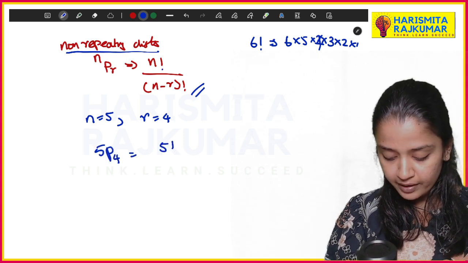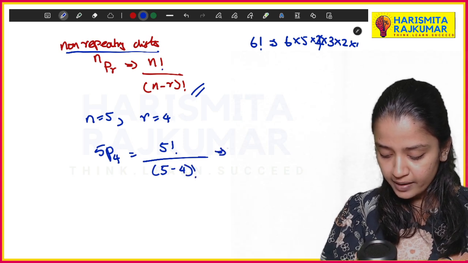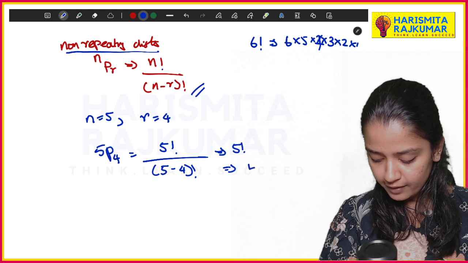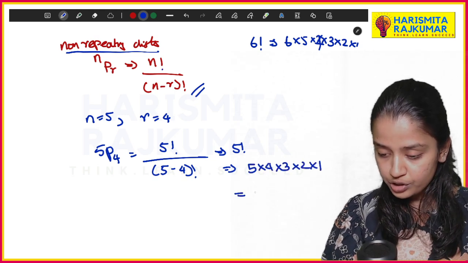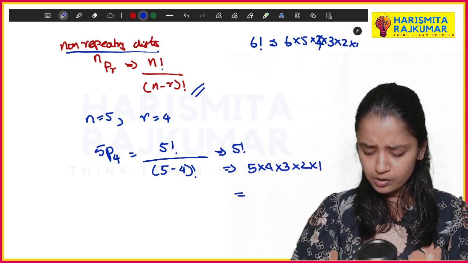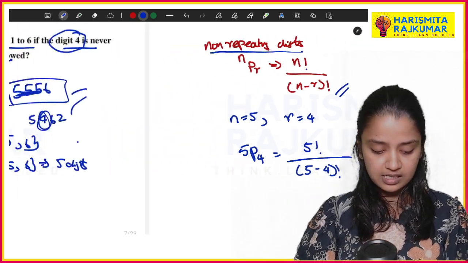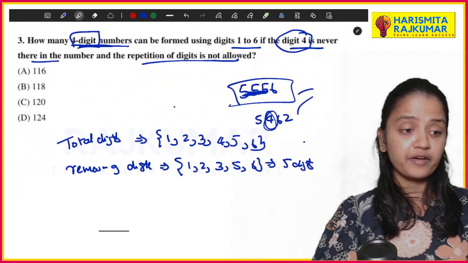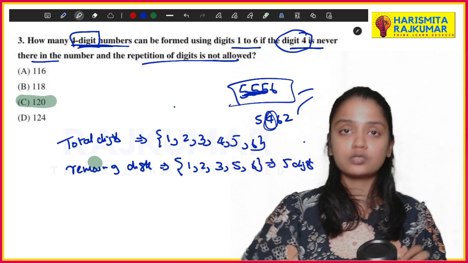5P4 is nothing but 5 factorial divided by (5 minus 4) factorial. So basically, you'll have 5 factorial, which is 5 into 4 into 3 into 2 into 1, which is 120, because 20 into 6 is 120. So this is your answer. What is your final answer? Your final answer is 120. I hope you understood this sum.